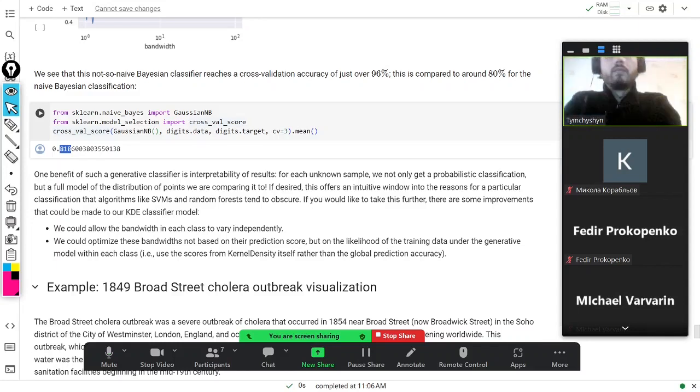And the additional benefit of such a generative classifier is the interpretability of results. For each unknown sample, we not only get a probabilistic classification, but a full model of the distribution of points we are comparing it to. And that's really good.